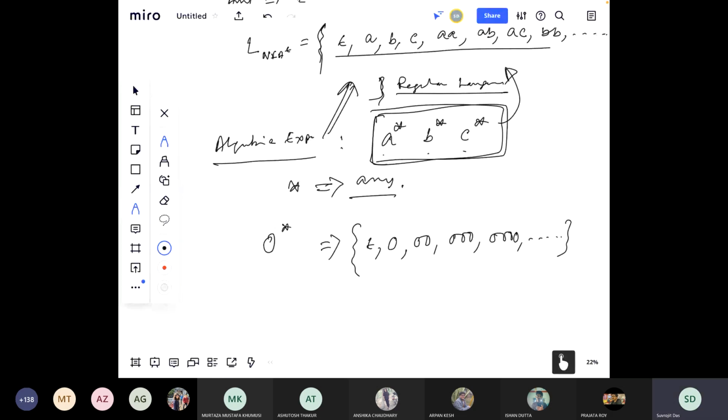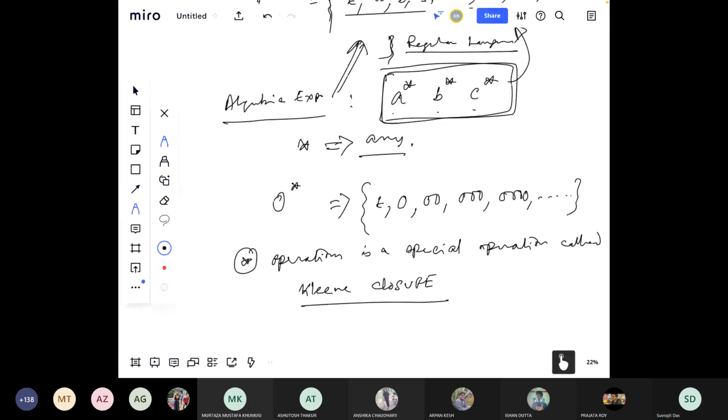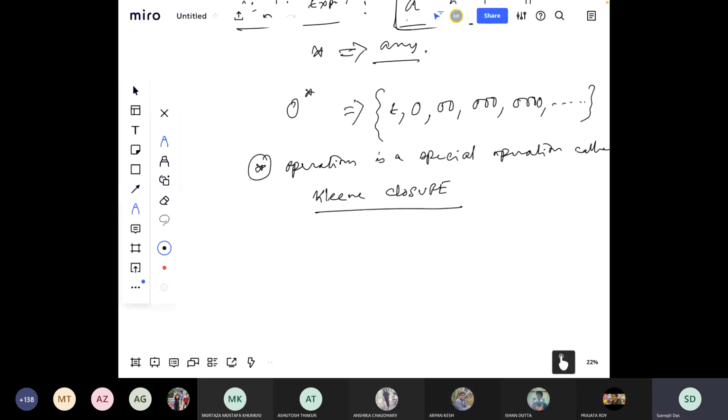What is this called? This star operation is a special operation called Kleene closure. Is my board visible? Yes, sir. Okay. Now, what is this operation called? It's called a Kleene closure.